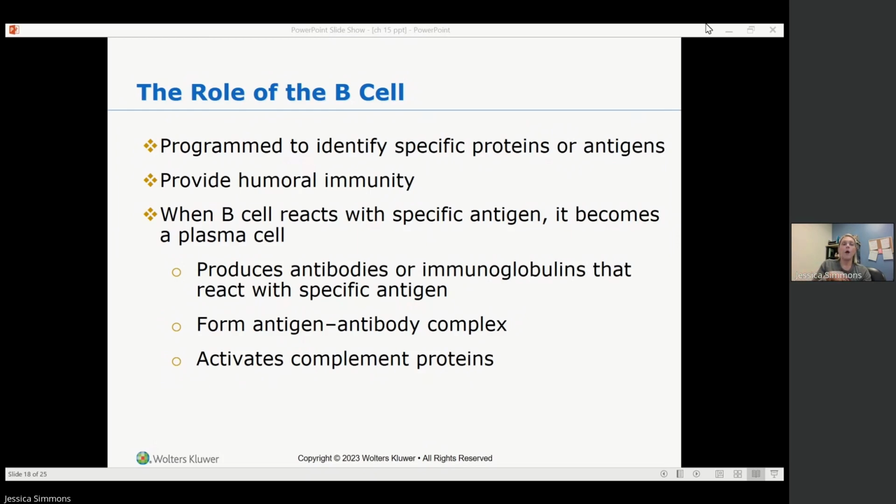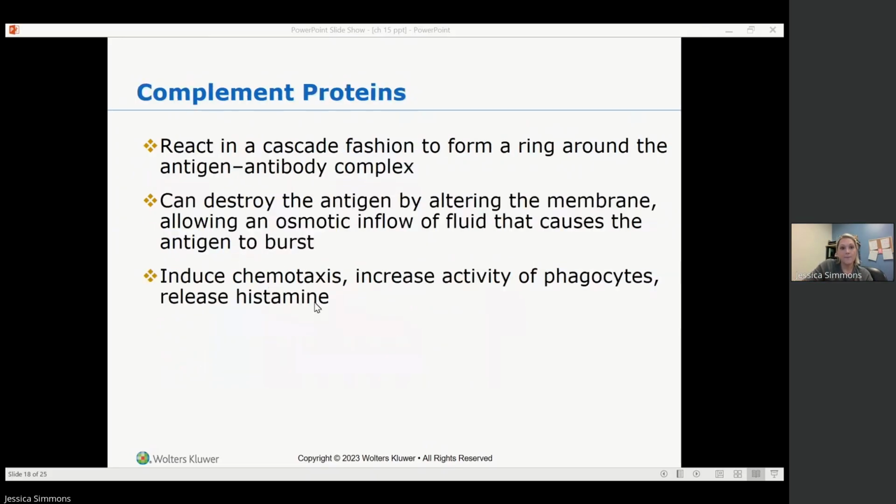This can happen from vaccination, whether live vaccination or not. This can pass from mother to baby during childbirth. This can pass from mother to baby via lactation and breast milk. So there's a lot of different ways that antibodies can come and go into our bodies. Complement proteins, they react in a cascade fashion to form a ring around the antigen-antibody complex.